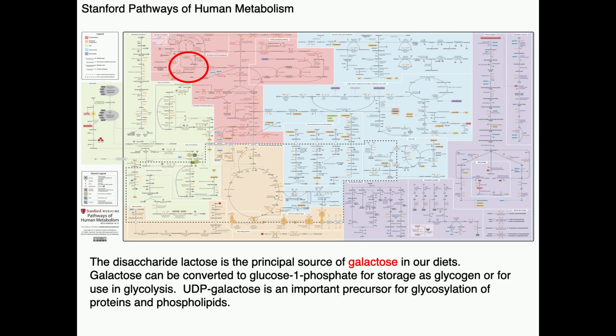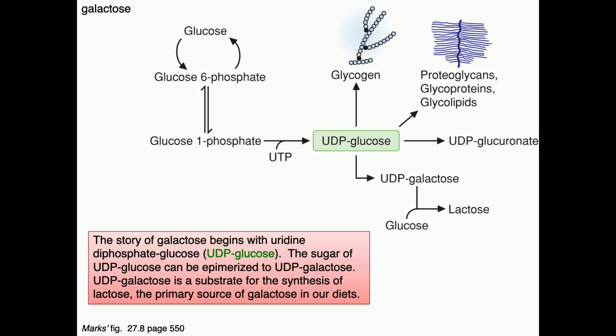And some disorders of galactose metabolism can manifest as a glycogen storage disease. Others can manifest as delayed growth and failure to enter puberty and other more endocrinological phenotypes. Okay, so I'm getting ahead of myself here. Let's look at where galactose is in our diet, or where it is in relation to other metabolic pathways.